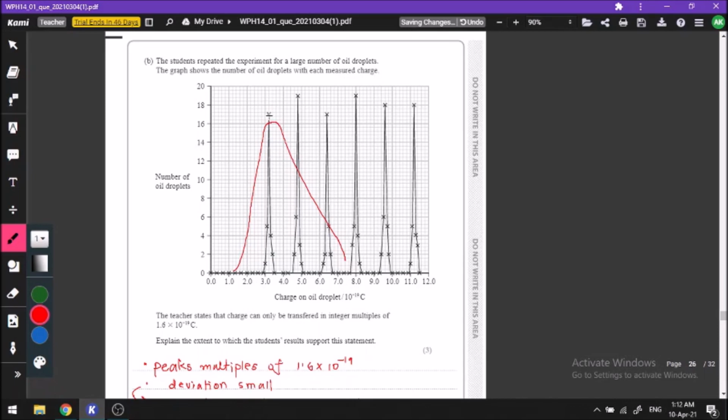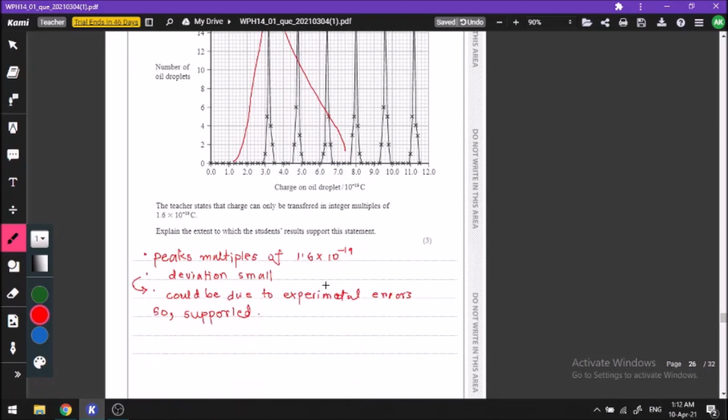The curve is sharp, which means the charge is actually this much. There is small deviation, so this is very accurate. And how can you explain the deviation? Since there are 3 marks, you also have to explain how this deviation is happening. So this deviation could be due to the experimental errors. You have learned a lot of experimental errors in Unit 6. So yes, this does support the teacher's claim. You need to state your conclusion.